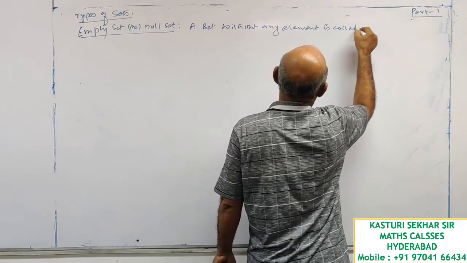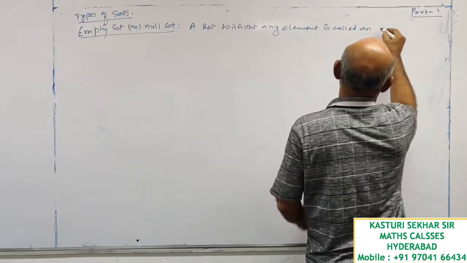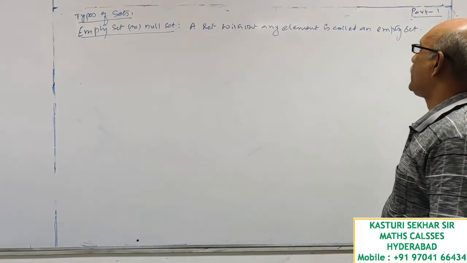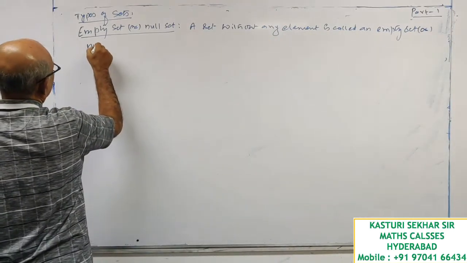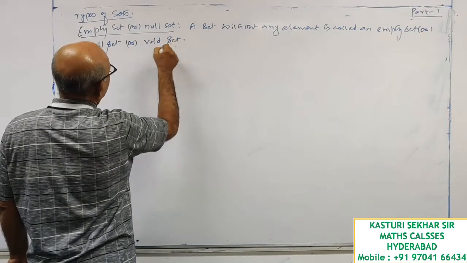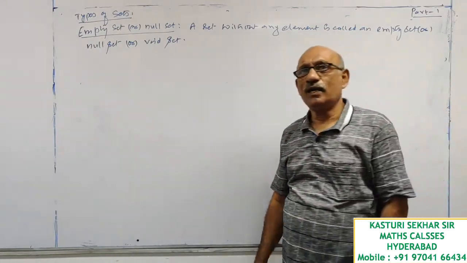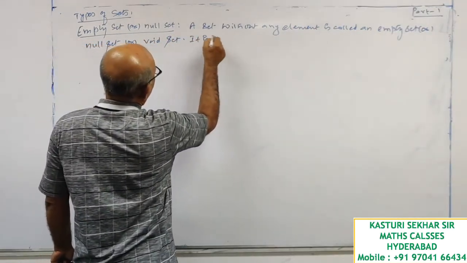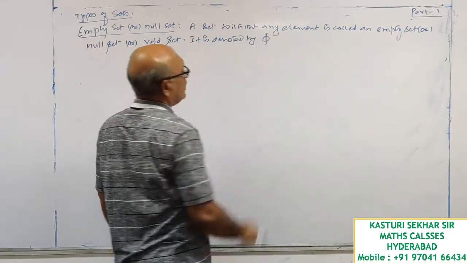is called an empty set. A set without any element is called an empty set or null set or void set. It is denoted by phi.